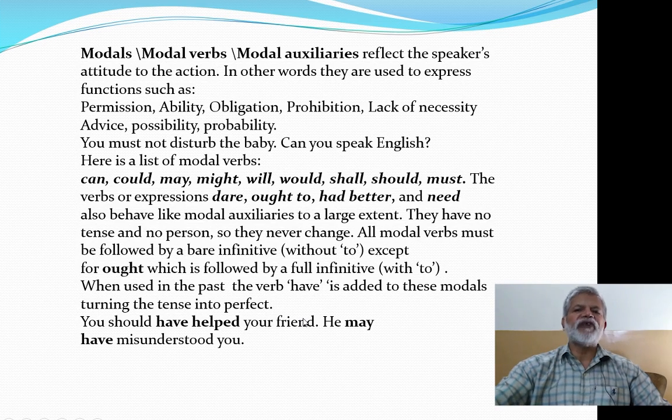You should have helped your friend. Now, should is a modal verb, and we have used have, and with have we have used the third form of the main verb. So we are basically using the perfect tense. He may have misunderstood you. Again, may is a modal verb, and have has been used there, and misunderstood is the third form. It is the perfect tense. So if we want to make past sentences with the help of modal verbs, we are to use have and the third form in such sentences.